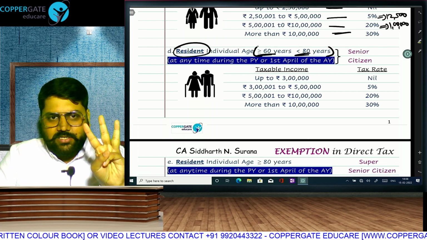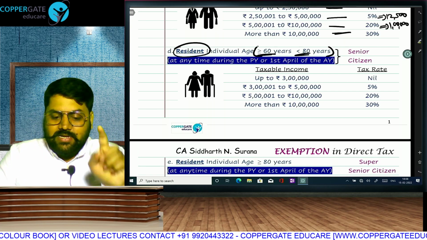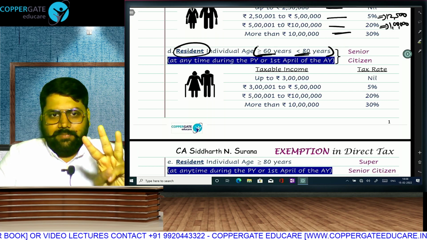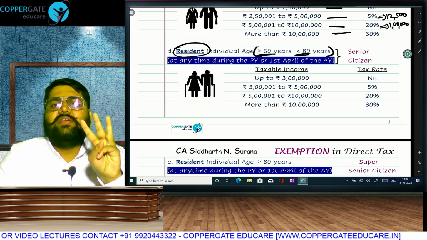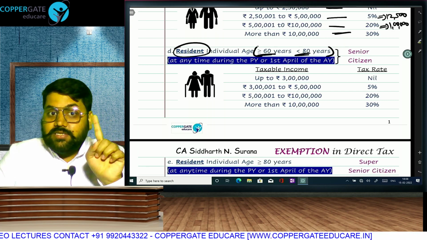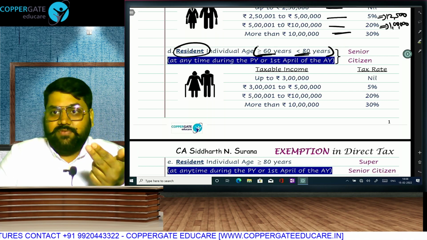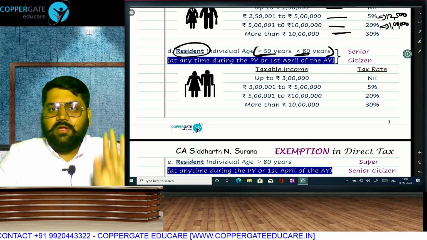So what are the three categories of individual? 0 to 59, 60 to 79, 80 and above. But 60 to 79, 80 and above only if resident. If you are non-resident, you come in the first category itself.